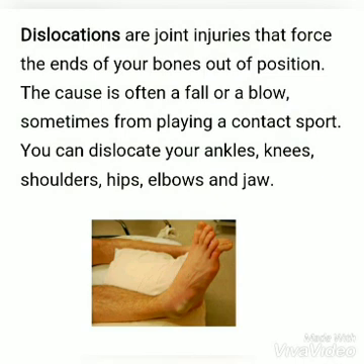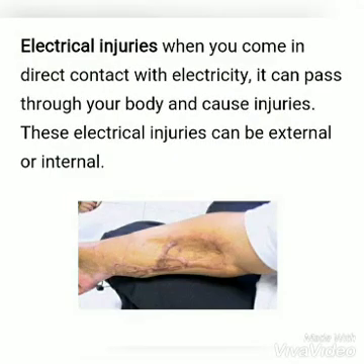You can dislocate your ankles, knees, shoulders, hips, elbows, and jaw. Fifth is electrical injuries. Electrical injuries occur when you come in direct contact with electricity. It can pass through your body and cause injuries. These electrical injuries can be external or internal.